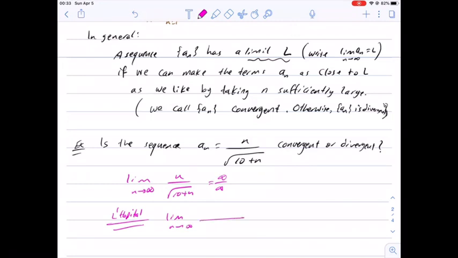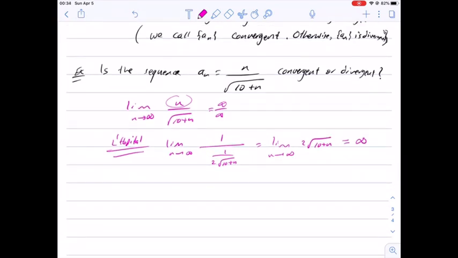So we find the derivative of the numerator and derivative of the denominator separately. What is the derivative of the numerator? It is 1. What is the derivative of the denominator? The derivative of the square root of 10 plus n is 1 over 2 square root of 10 plus n. Now flip the denominator. We get 2 square root of 10 plus n. Now substitute infinity, you get square root of infinity, which is infinity. That means the sequence n over square root of 10 plus n is divergent.